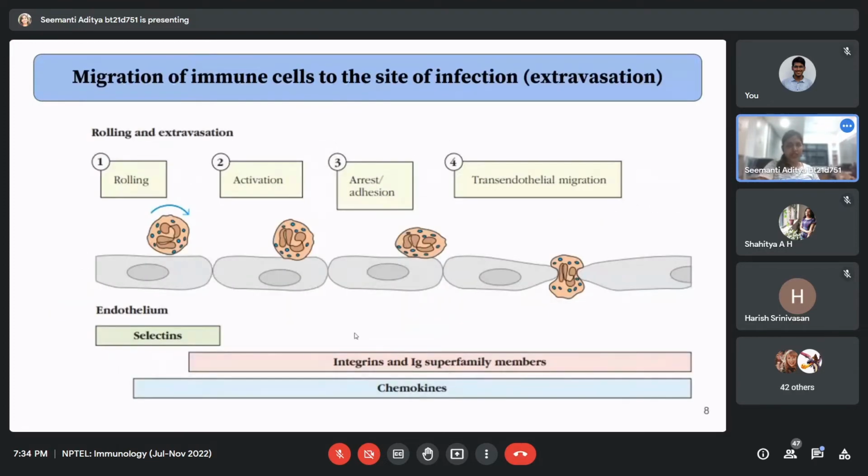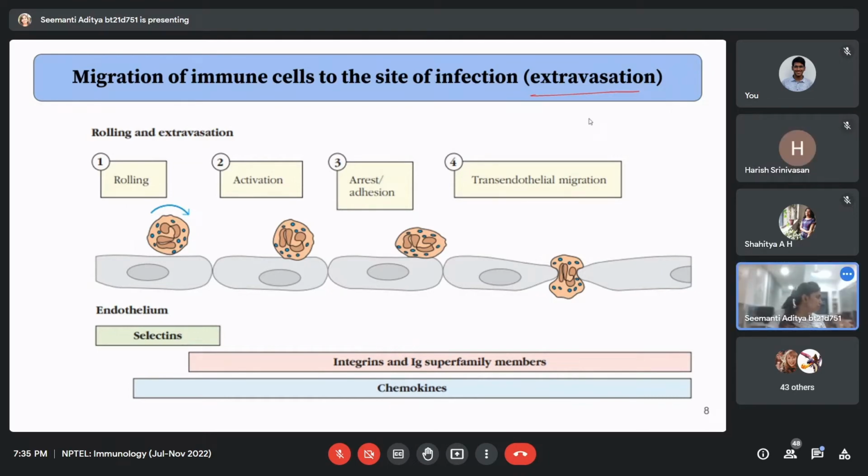So how do the immune cells migrate to the site of infection? This is an interesting concept to understand. That is extravasation. Before that, there is a question: vasoactive factor, histamine, PGs, or any other.